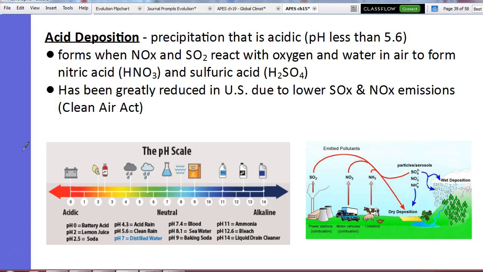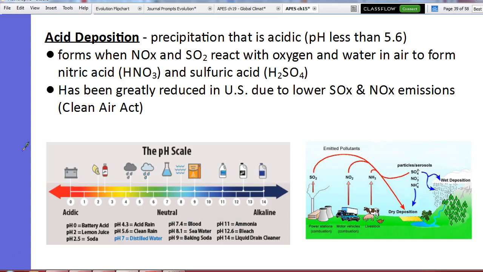Typically, it's going to be precipitation that's acidic. Now, you need to know that the pH is less than 5.6. There have been quite a few questions on AP exams about the pH of acid rain. Normal rain has a pH of 5.6. If it's less than 5.6, it means it's more acidic.